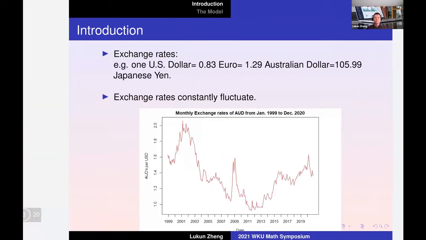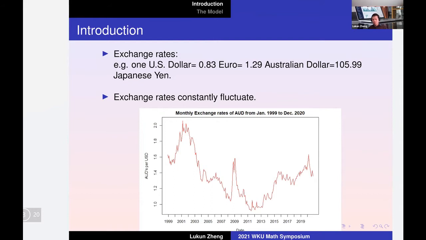Now, what are exchange rates? That is a very interesting concept. If you go international traveling, for instance, you go to Europe, you will need to buy euros, the currency used in Europe, using US dollars. So there is a rate, and this rate is called the exchange rate. Basically, it is the price of one currency in terms of another. Like one US dollar is 0.83 euro, or 1.29 Australian dollar, or 105.99 Japanese yen. So these exchange rates play really important roles in modern economics.